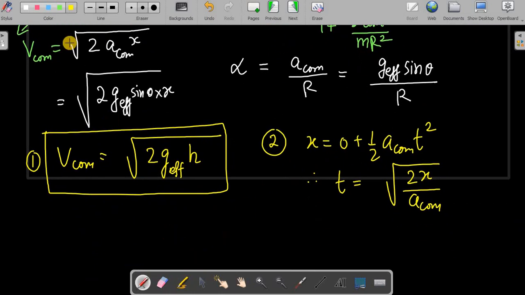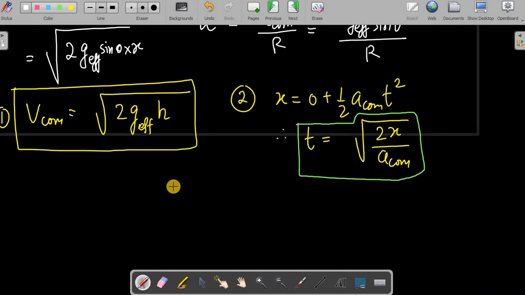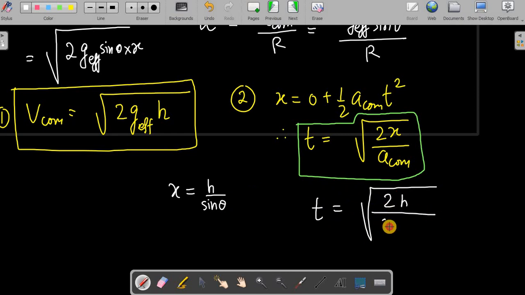And here you can of course substitute in terms of height. If you want, you may try to substitute it, right? So x is equal to h by sin theta, it will be correct. You can substitute it here. So time will become root under 2 into x, which is h by sin theta, and acceleration is g effective sin theta. Okay, so sin theta factors will come out.